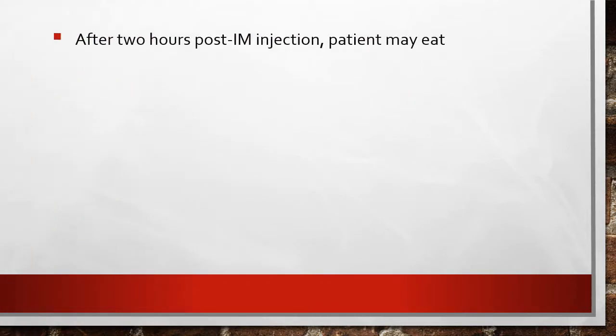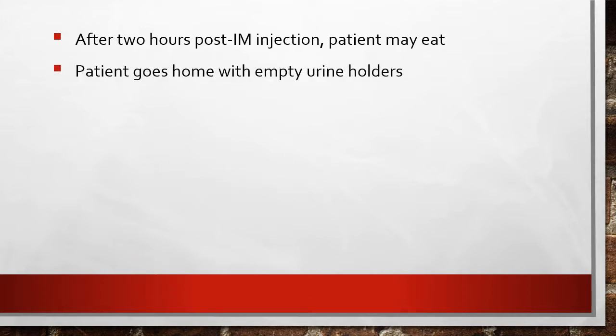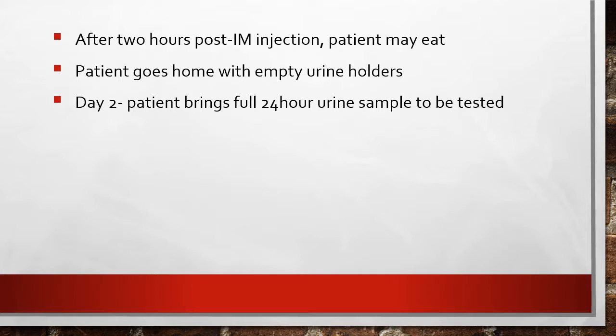We wait 2 hours for the oral cobalamin to be absorbed as much as possible. 2 hours after the non-radioactive cobalamin is injected, the patient may have a light breakfast. The patient then goes home or to the ward with the 500 milliliter urine holders to collect his or her urine after 24 hours. On day 2 in the morning, the patient comes with his or her full urine holder for the department to test.